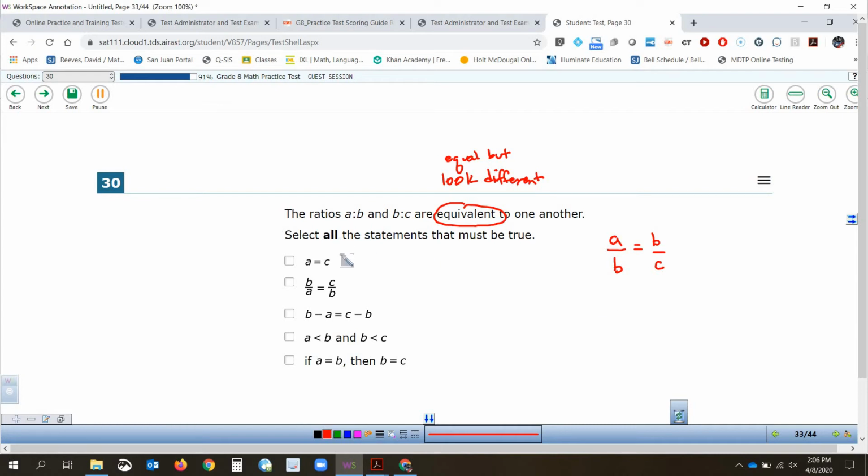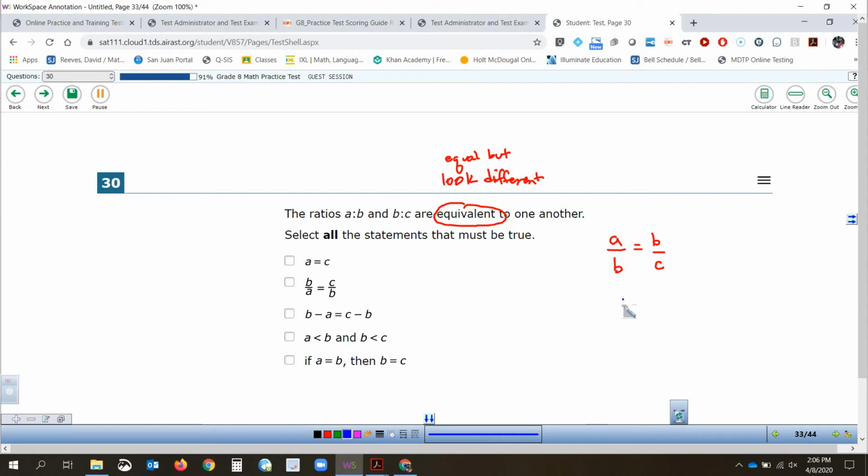All right, now we're going to select all of these statements that must be true. Now, I remember doing problems like these, and I always hated problems like these because I'm like, well, how am I supposed to know? I have no idea what A and B and C are, all right? So sometimes it helps if you actually find values that make it true.